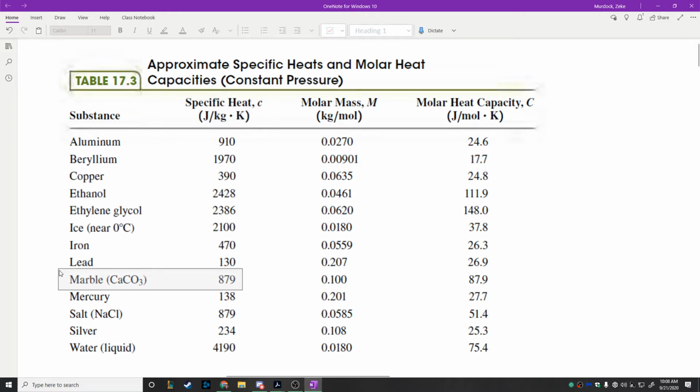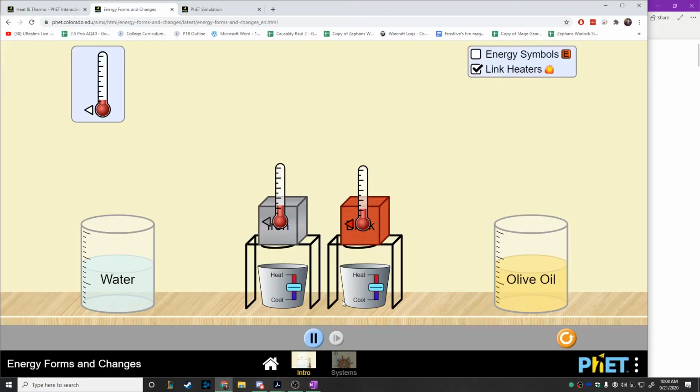Because look at marble. Marble has almost the same specific heat as aluminum. I mean, it's basically the same number. They're both about 900, right? To one significant figure. And marble is not a good conductor of electricity, but maybe it's a good conductor of heat? I don't know. Anyway, so specific heat is not the same thing as conductivity. That's kind of the whole point of what I wanted to say with this, is they're not synonymous with each other, right? What about the olive oil?